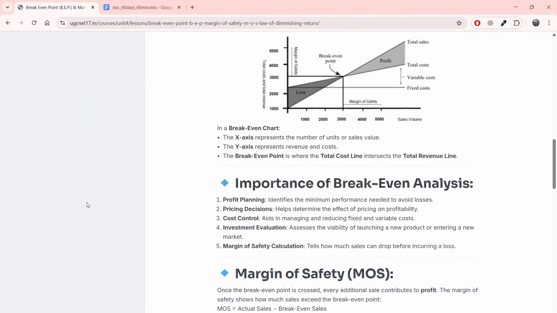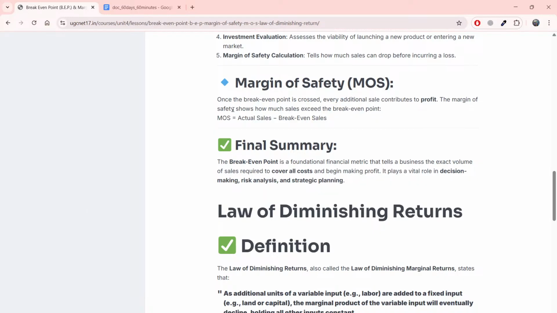Margin of safety. Once the break-even point is crossed, every additional sale contributes to profit. The margin of safety shows how much sales exceeds break-even point. Actual sales minus break-even sales. So margin of safety is how much sale exceeds the break-even point.